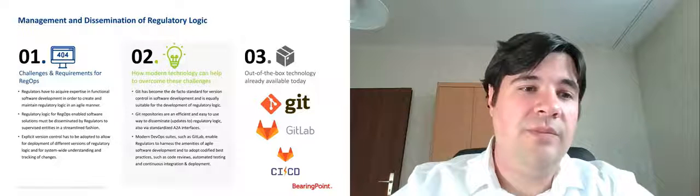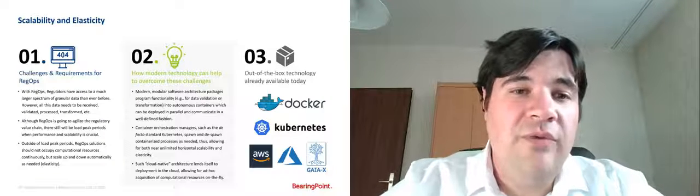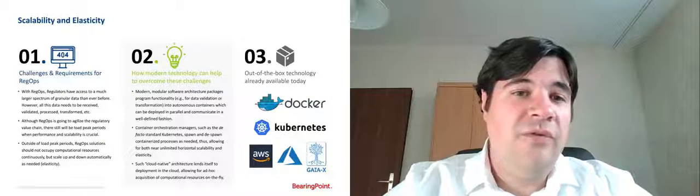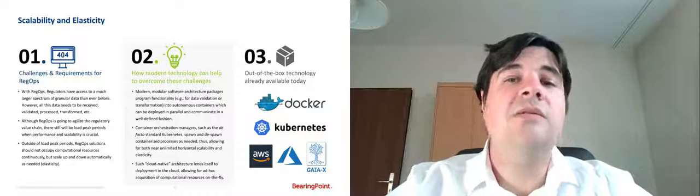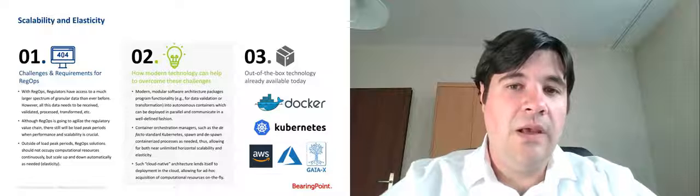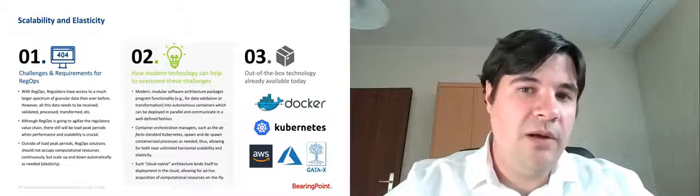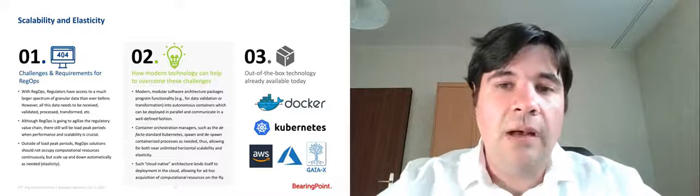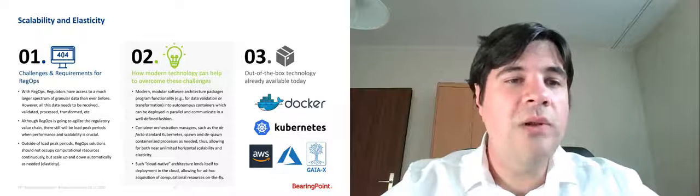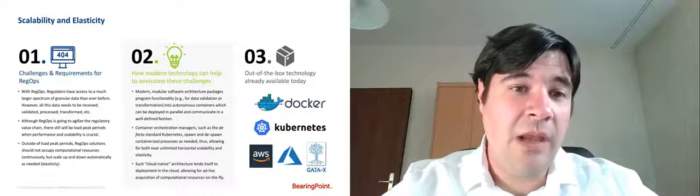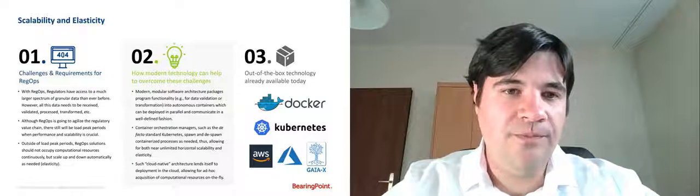The third pillar of RegOps is the big data-enabled tech backbone. As I have already mentioned, with RegOps, there is a deluge of granular data that is going to be received, validated, processed, and transformed by regulators. And although RegOps will agilize the regulatory value chain, there will still be peak periods. For example, you have just issued an ad hoc reporting request, and this ad hoc reporting request is now answered by the market. You will have a lot of data in a short time frame, and you need to cope with that data, and their performance and scalability are crucial.